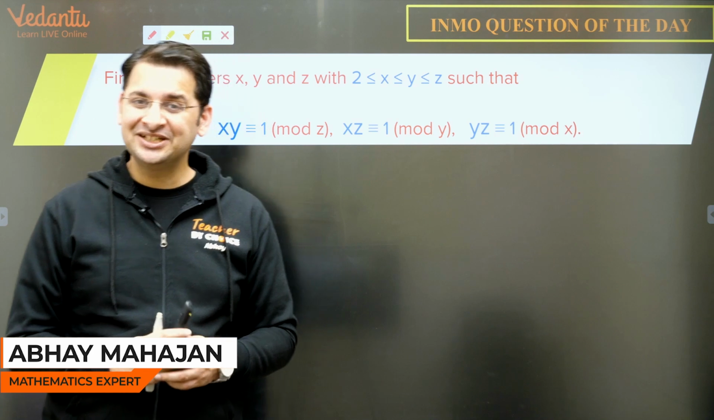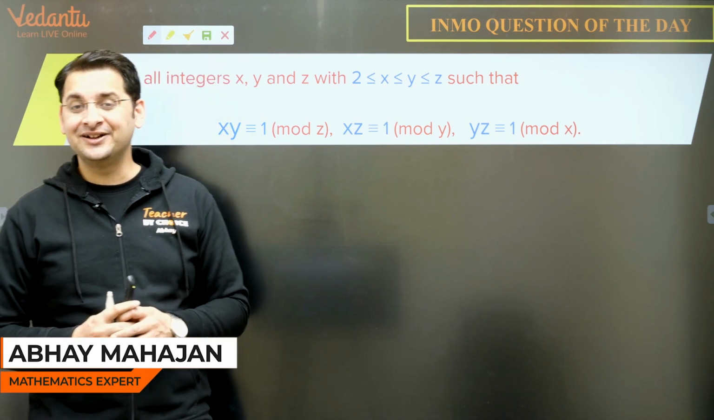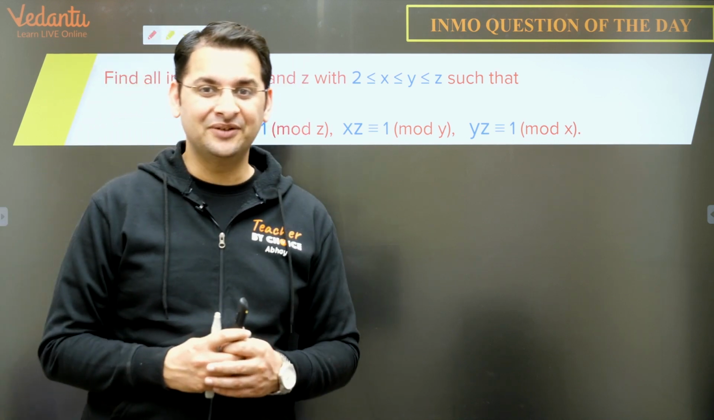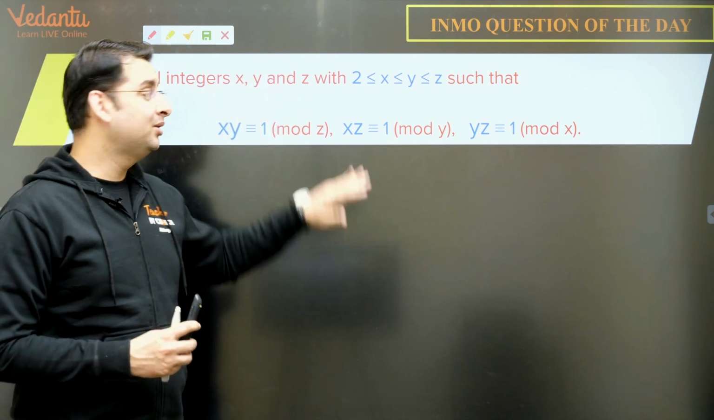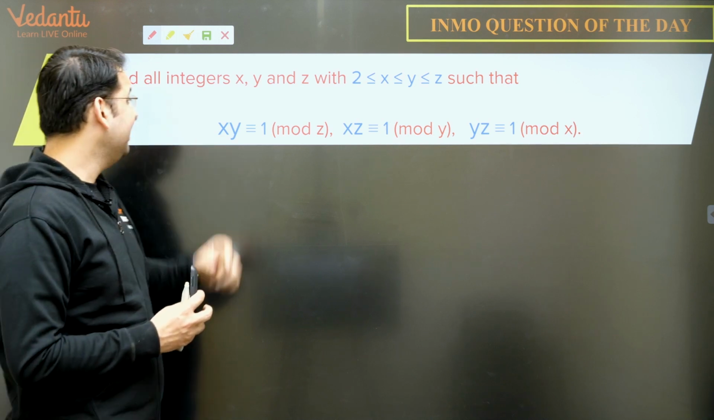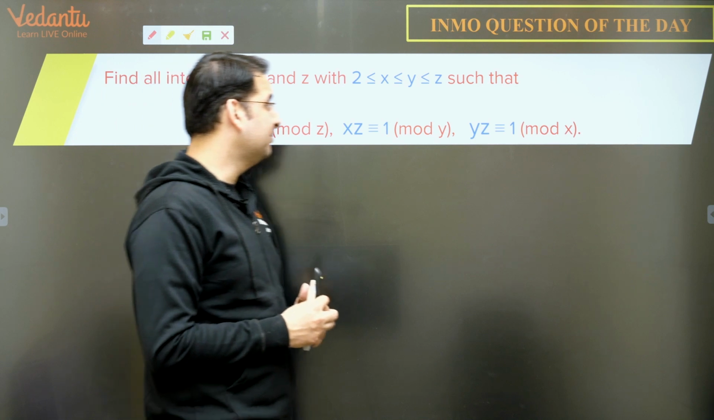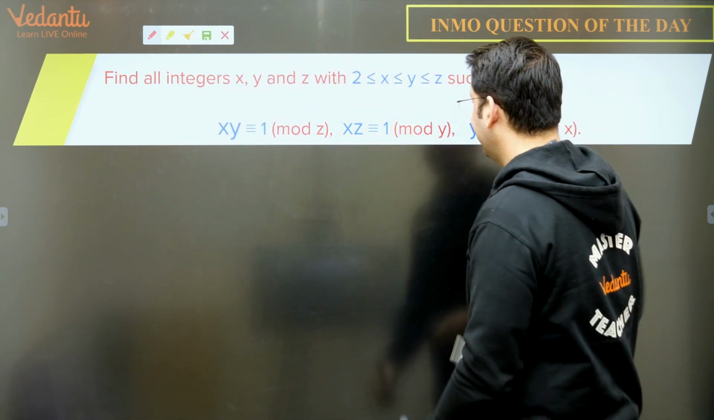You can pause this video, try this question for about 10 to 15 minutes and you can resume this for a hint that I'm going to give you right away. So integers x, y, z, 2 ≤ x ≤ y ≤ z, xy is 1 mod z, xz is 1 mod y and yz is 1 mod x. So this is a kind of symmetric equation.